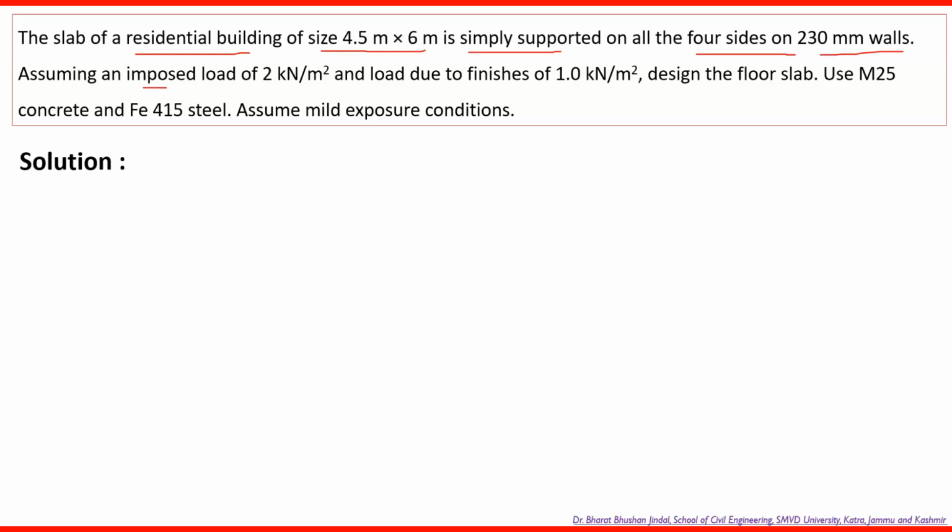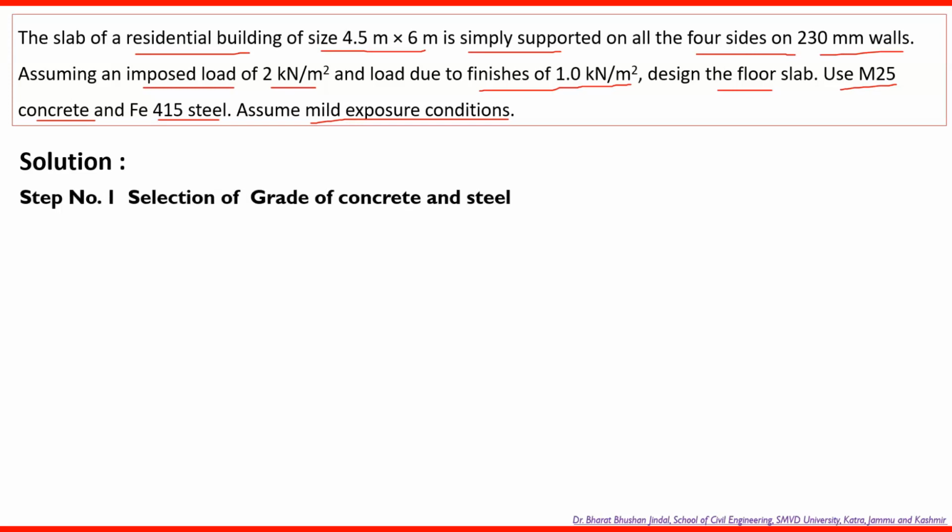Here we can assume that the imposed load is equal to 2 kilonewton per meter square, and the load due to finishes on the slab we can take as 1 kilonewton per meter square. Design of floor slab we have to do. This is a floor slab, and we can use M25 grade of concrete and Fe 450 steel, and we can assume that this slab is located in a residential building, exposed to mild exposure conditions.